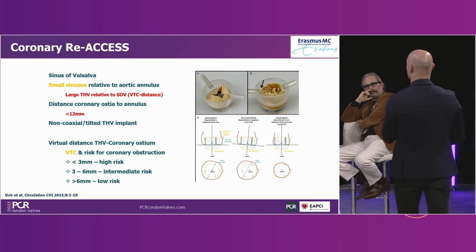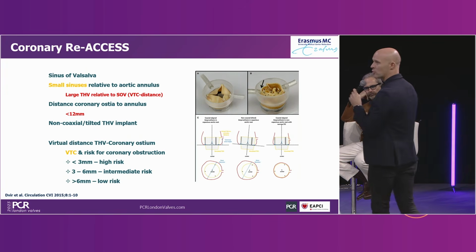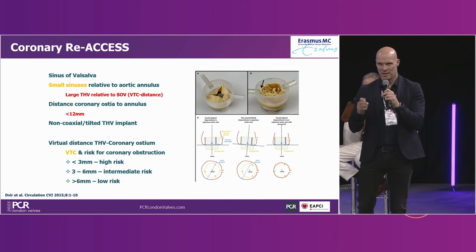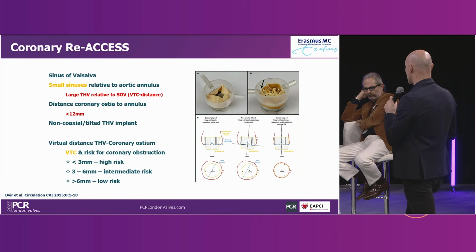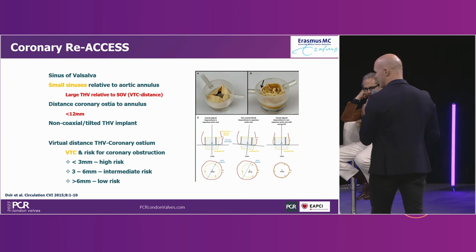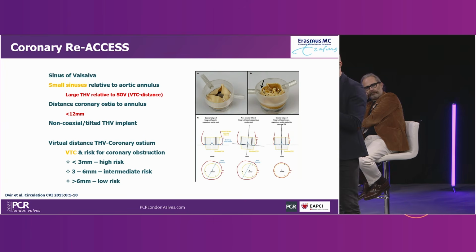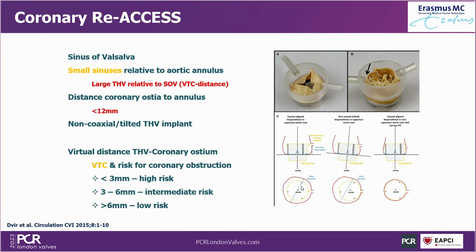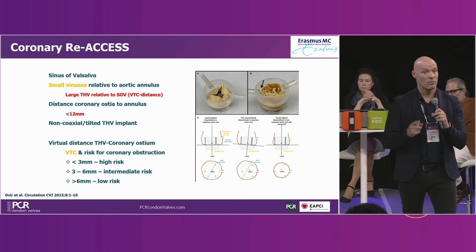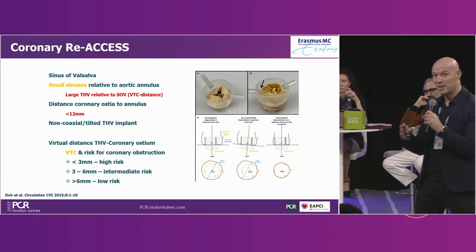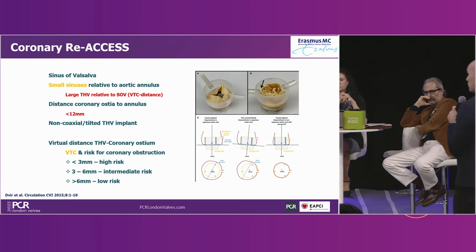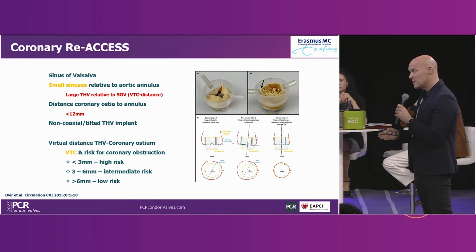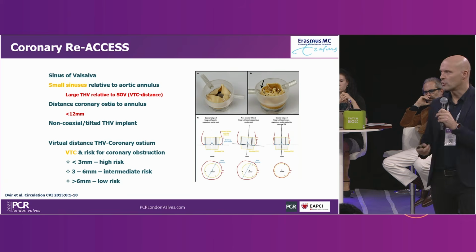But let me get one step back and discuss the valve to coronary distance. This is an important assessment that is very easy to measure by CT scan. It is nothing else than the distance between the valve that you're going to implant, the frame, and the takeoff of the coronary. If that is less than 3 millimeters, there is a high risk for coronary obstruction, so of immediate issues. If it's between 3 and 6, it's an intermediate risk. If it's more than 6, low risk of coronary obstruction.